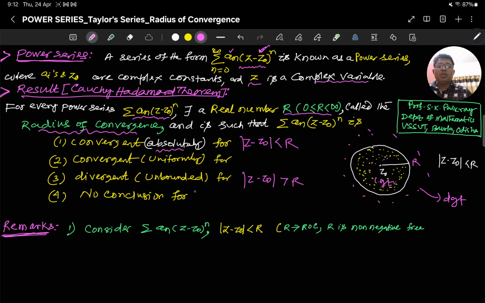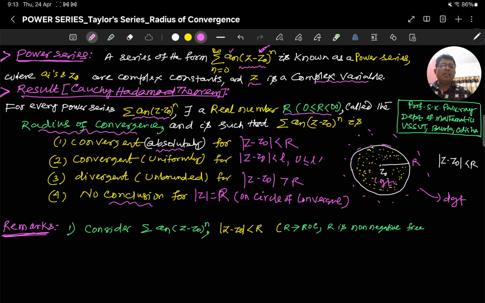Then there is no conclusion for |z minus z0| equal to r, which means on the circle of convergence, on this boundary. We cannot say whether it converges or diverges. And it is convergent uniformly for |z minus z0| less than some l, with 0 less than or equal to l less than r.